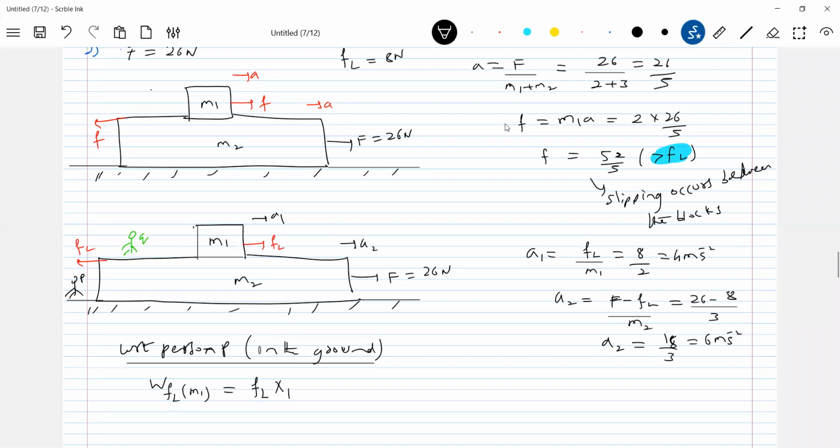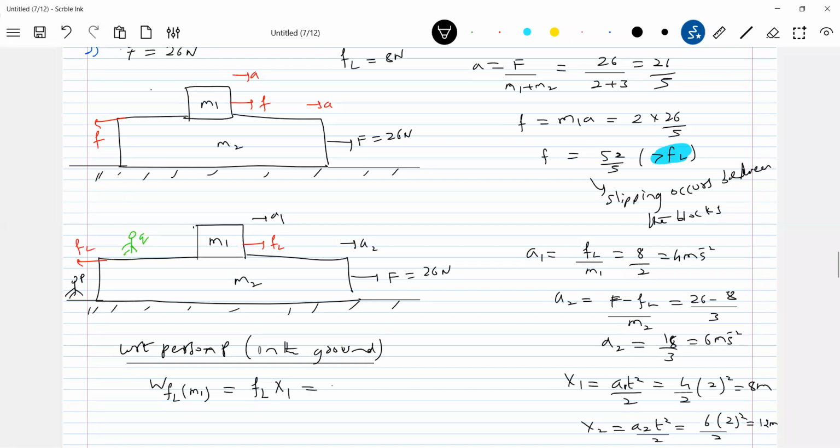How to calculate displacement of block? What is the formula? X1 equal to A1 T square by 2. What is the time given? 2 seconds. Acceleration is how much? 4, 2 square by 2. This will be 8 meter. Similarly, we'll calculate X2, equal to A2 T square by 2. A2 is how much? 6, 2 square by 2. 12 meter.